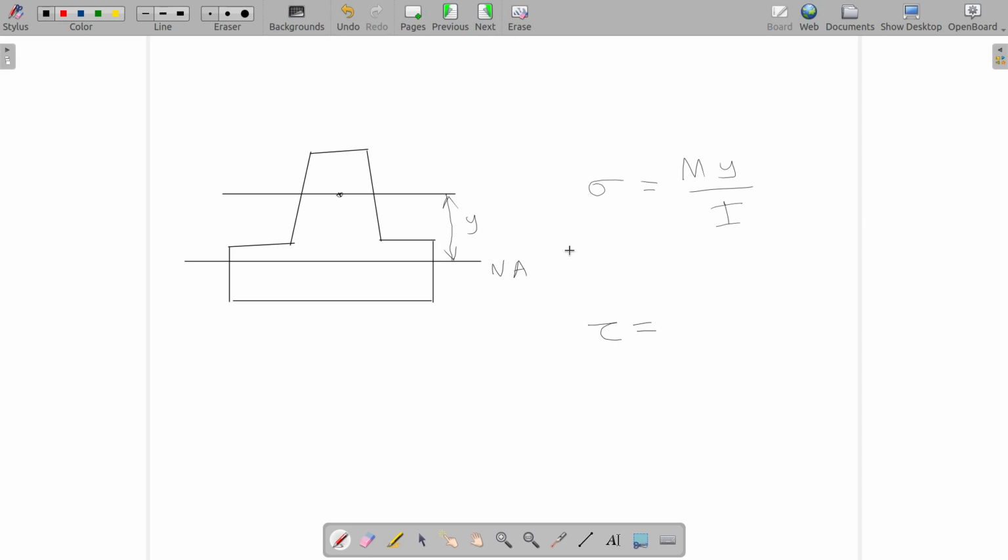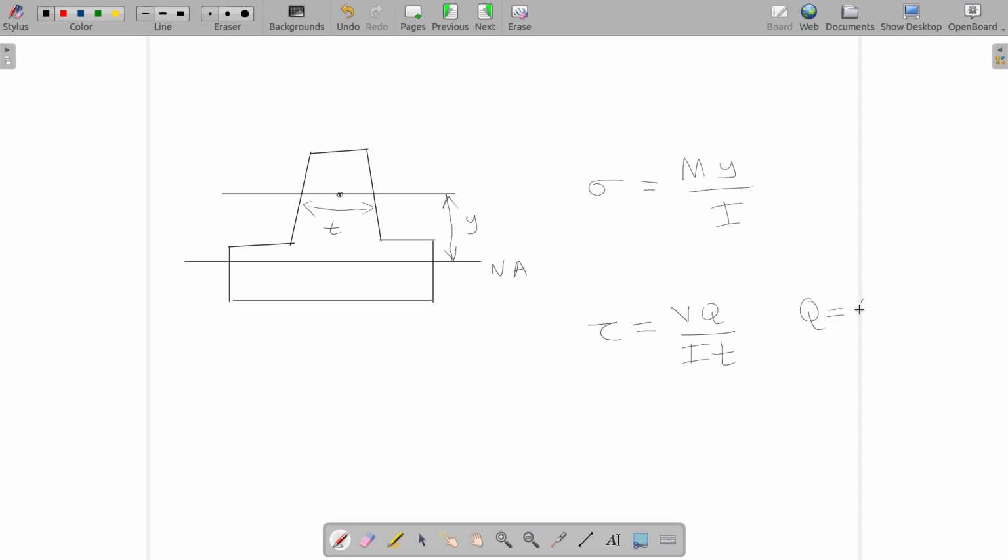And how do we calculate the shear stress at this point? To calculate shear stress at this point, you have to use the formula VQ by IT, where V is the shear force at the given cross section, and I is again area moment of inertia about neutral axis, and t is the breadth at the point, the layer for which you are calculating tau, shear stress.